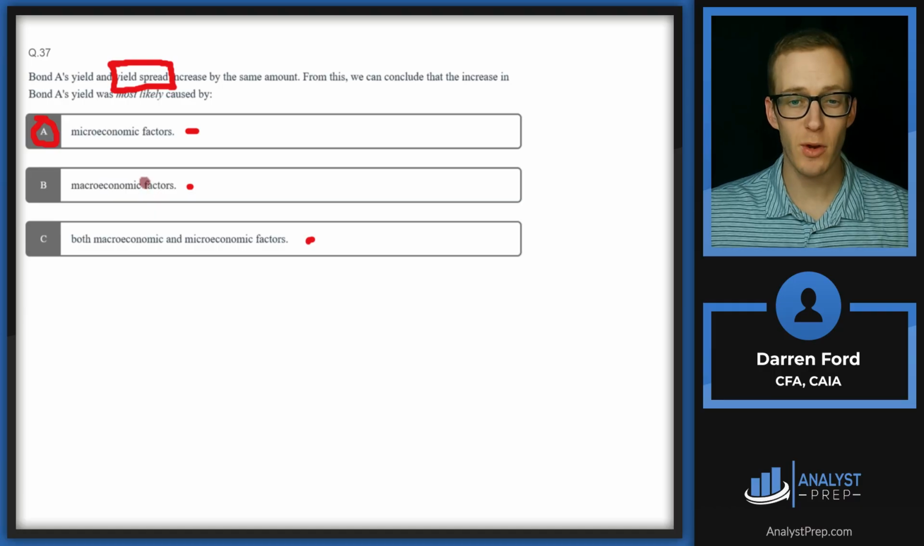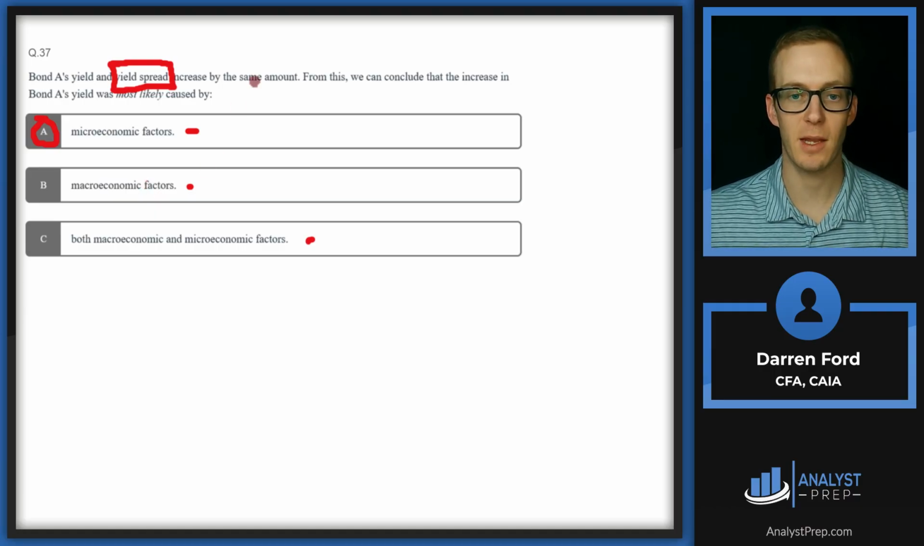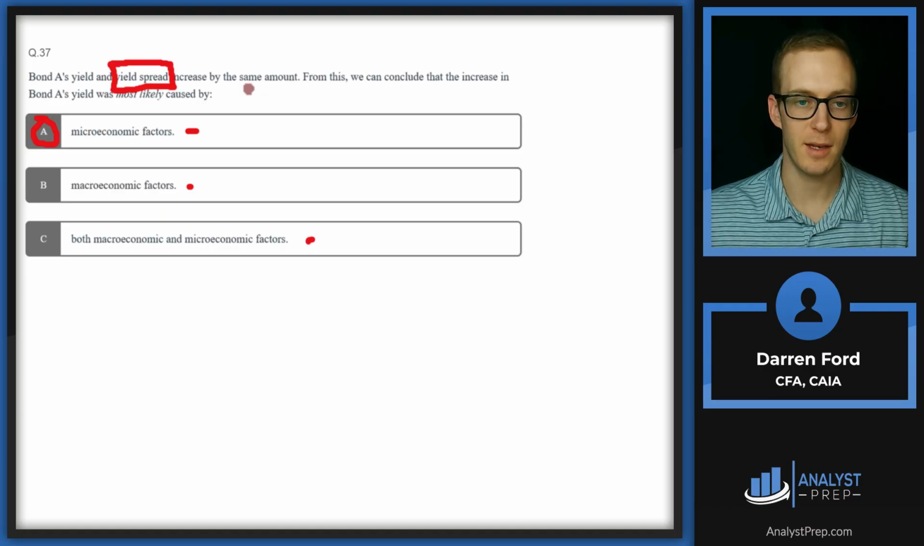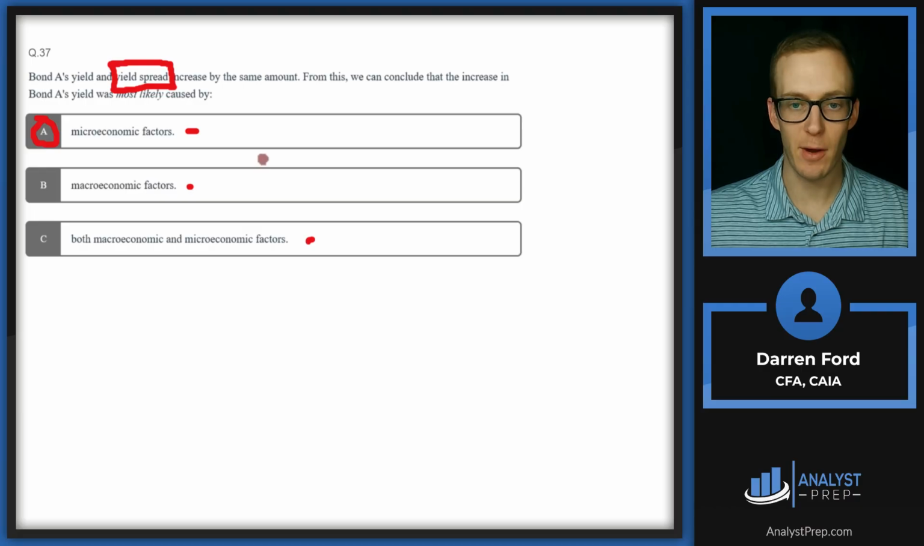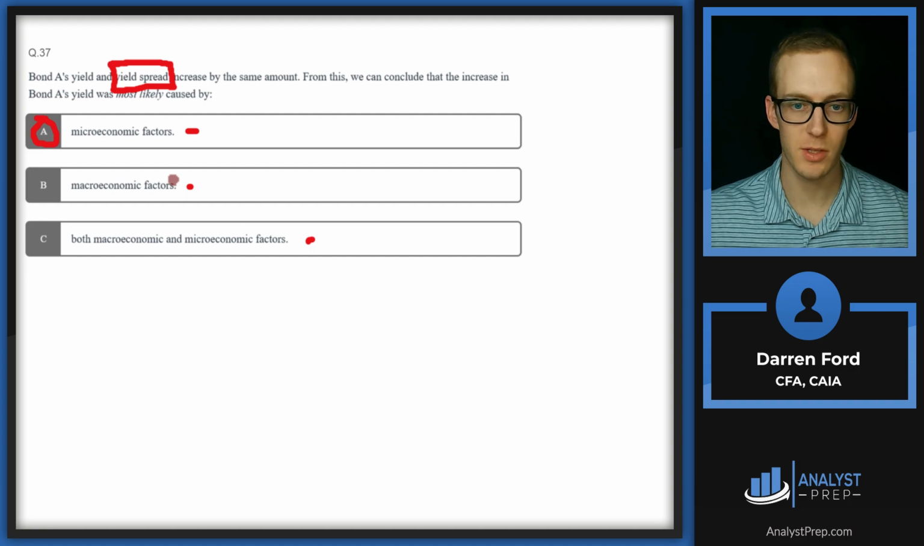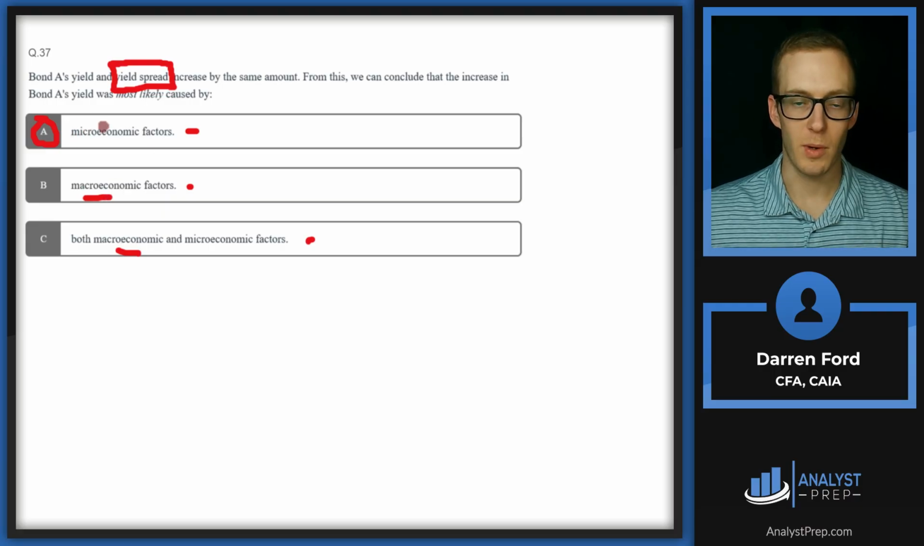Where this would become macroeconomic factors is if there was some detail on the economic conditions and if the market interest rates overall increased to some extent, then we would have macroeconomic involved. So microeconomic is going to be company focused. Macro is going to be the overall market. So if we saw some bump in overall market yields, then we would start to have both, or answer B. But we're going to have answer A here.